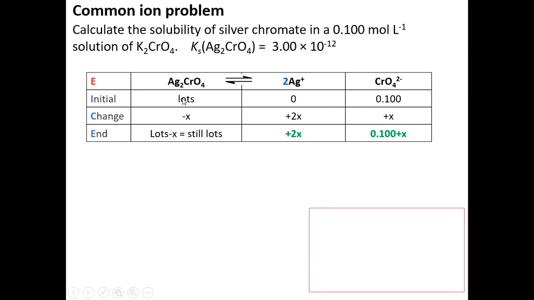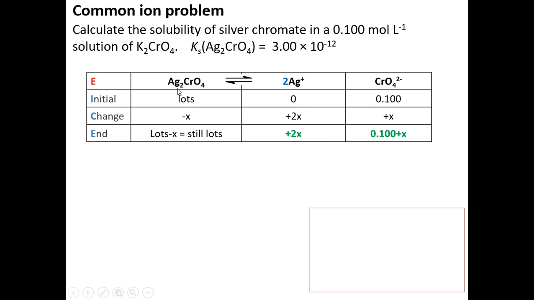So in the beginning, I'll have lots of silver chromate. Nothing's dissolved yet, so I'll have 0 silver. However, I won't have 0 chromate because I've got chromate from the potassium chromate solution, even though I've got none from the silver chromate. Then the silver chromate starts dissolving, and if X amounts dissolve, I'll have twice the amount of silver and X for chromate.